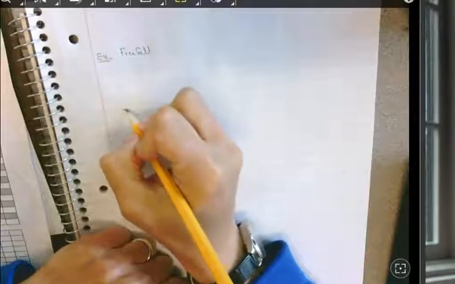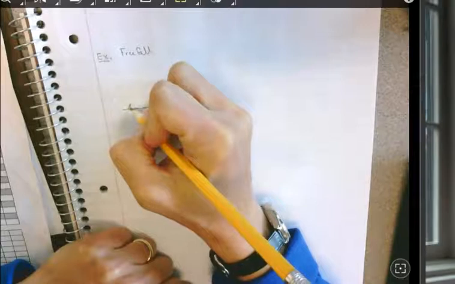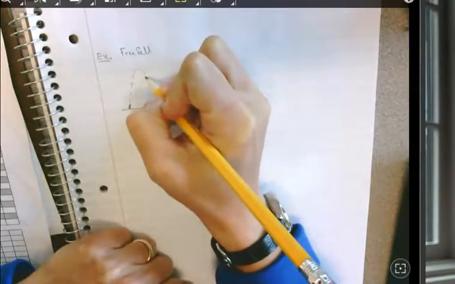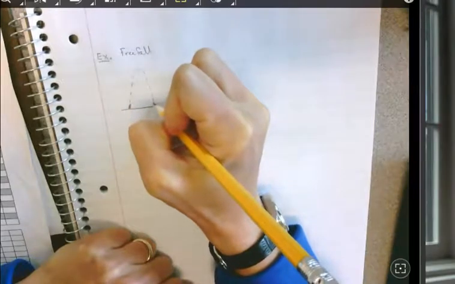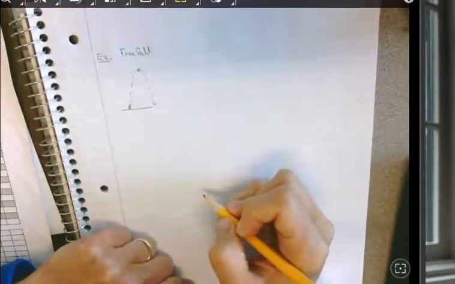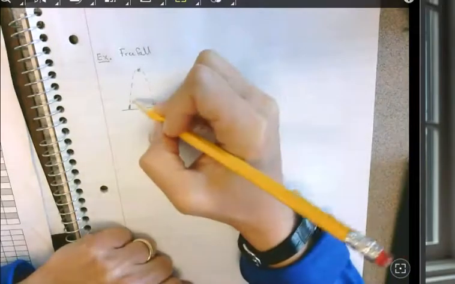Example of a free fall problem. A rocket shoots straight up, goes all the way up, and all the way down. Straight up. Keywords, straight up. Now, what's wrong with this picture? That's right, we don't draw things that shoot straight up.